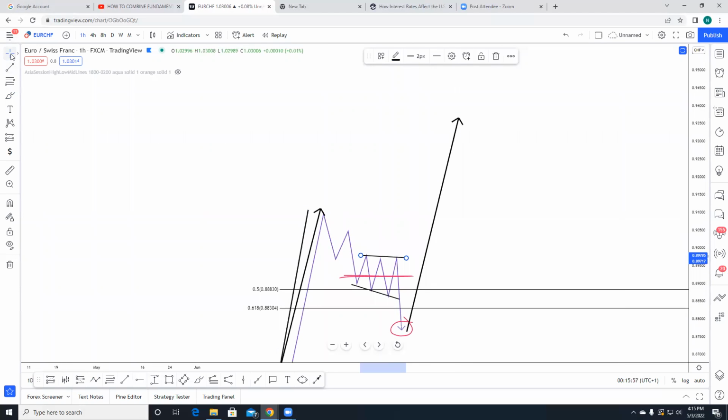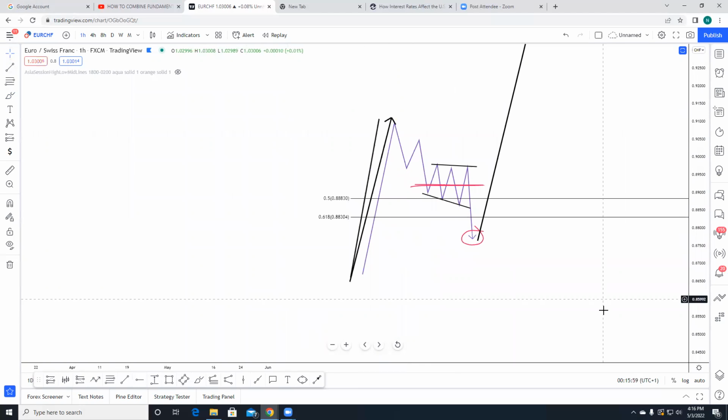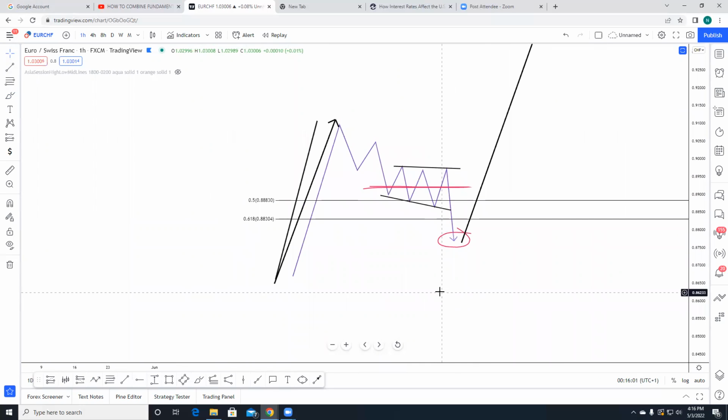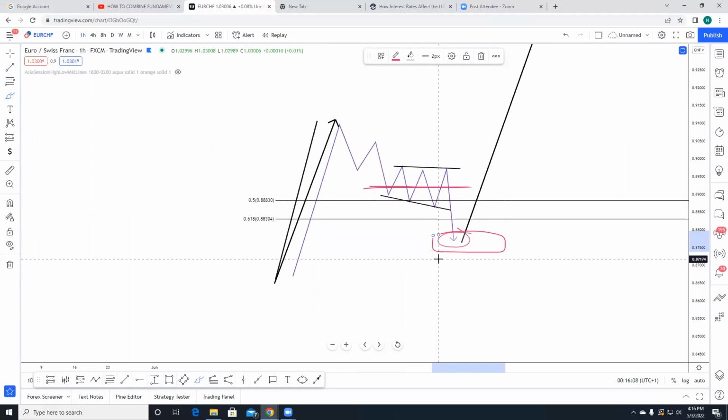One thing that is very essential, it's not part of market structure, but it will help you in your confirmation entry: you want to see whether you have an O number area here. What is an O number area?